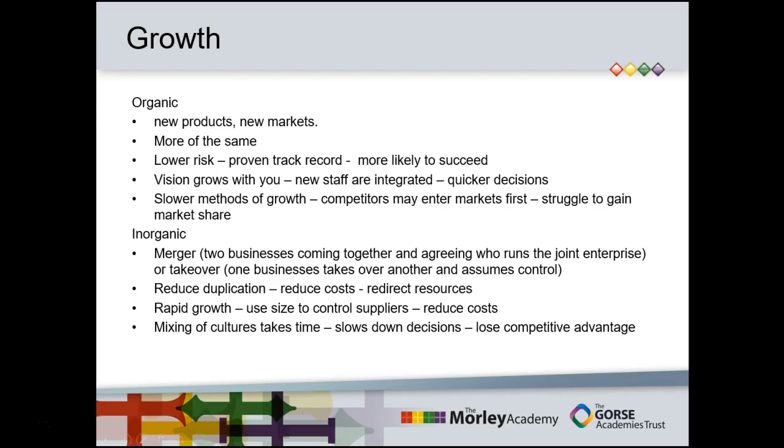So hopefully here you can see, if you're asked in the exam, explain one advantage of organic growth, you've got one of these three markers already written there. I also like the idea of organic growth leading to vision growing with you.